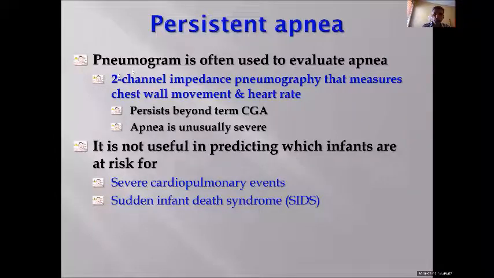Plethysmography, with 2 channels or more, is used to assess apnea of prematurity, especially during sleep. This is used when the baby has persistent apnea beyond 40 weeks and still needs caffeine, and we need to know whether this is central, obstructive, or a mix. This study is very good in predicting which babies will get severe cardiopulmonary events, and it is also a predictor of SIDS.